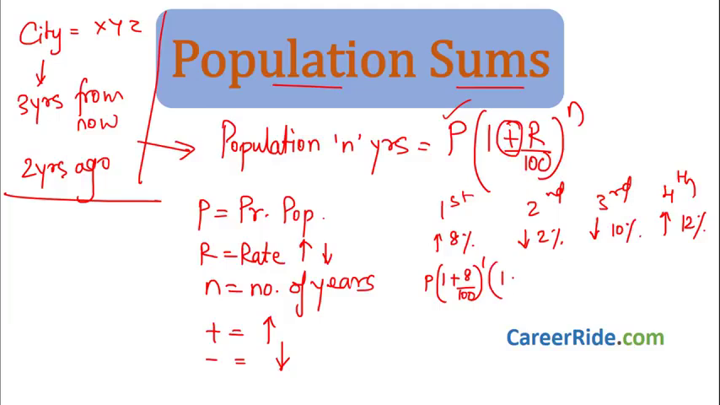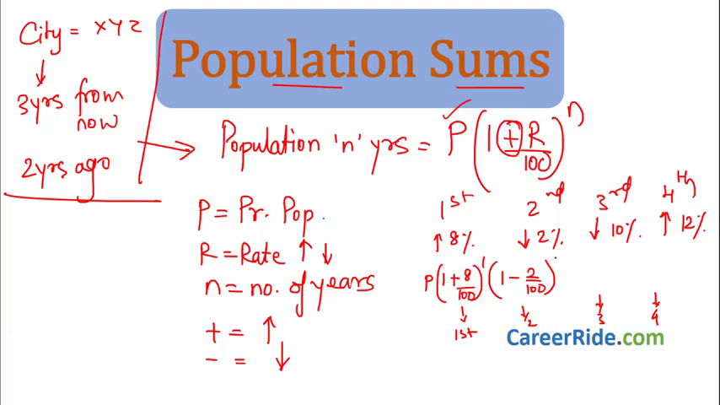Now it is decreasing by 2%. So minus, you will not have P again over here. This is P, the present population, multiplied by this for the first year, this for the second year, this for the third year, and this for the fourth year. What would it be? 2 upon 100 raised to how many years?